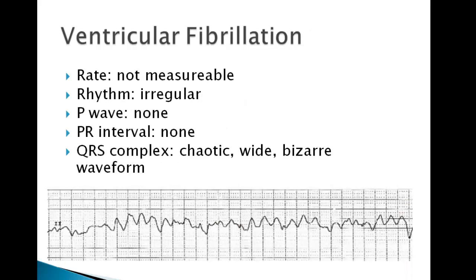The next one is ventricular fibrillation. There's no measurable rate. The rhythm is irregular. There are no P waves. There is no PR interval. And the QRS complex is chaotic. It's wide. It's bizarre. It just wanders.